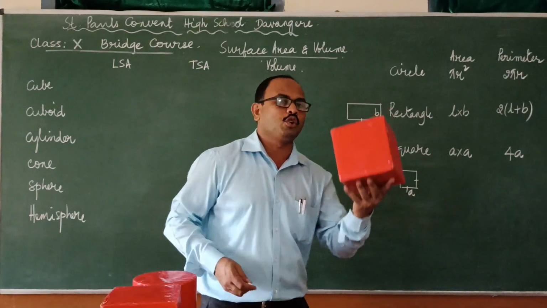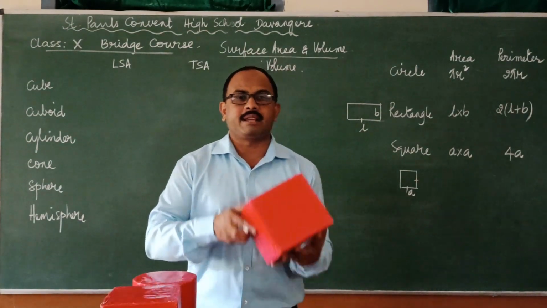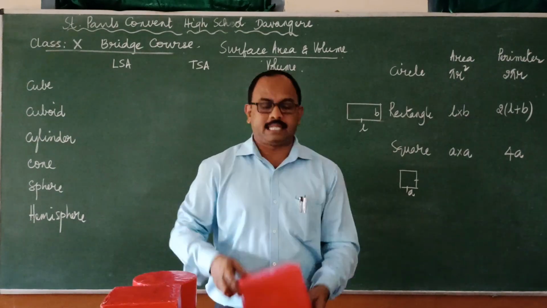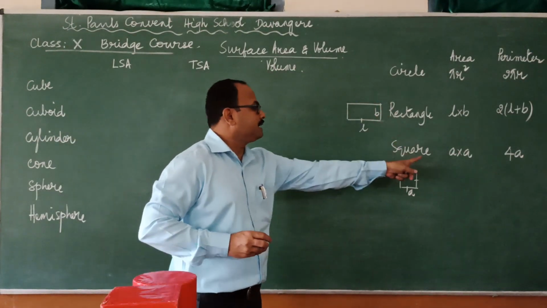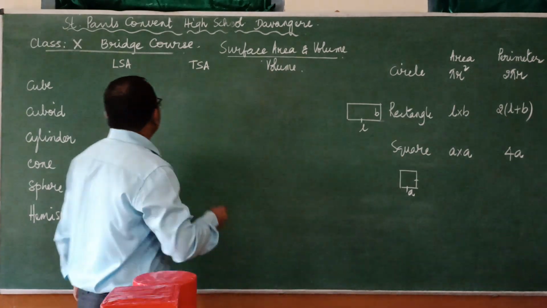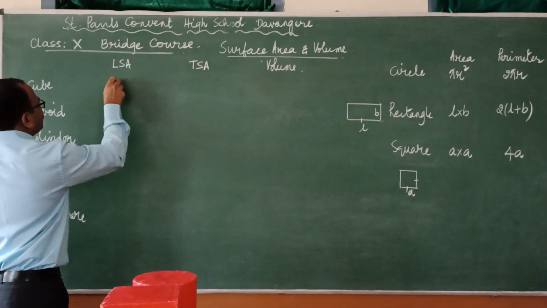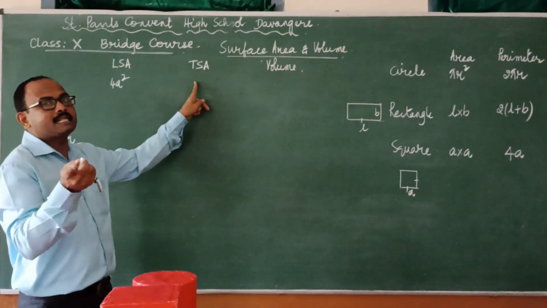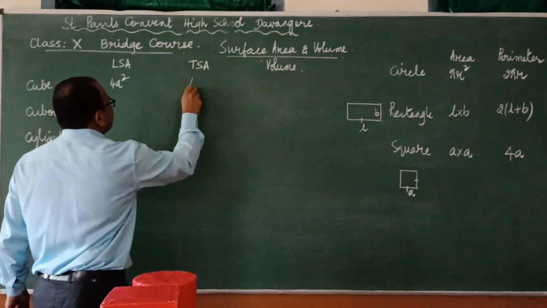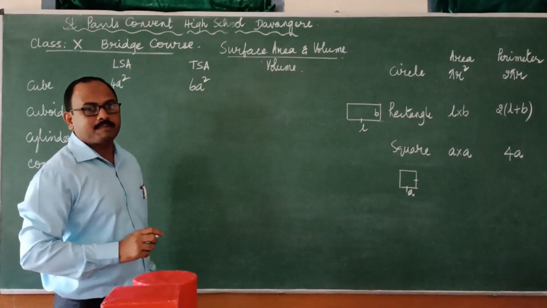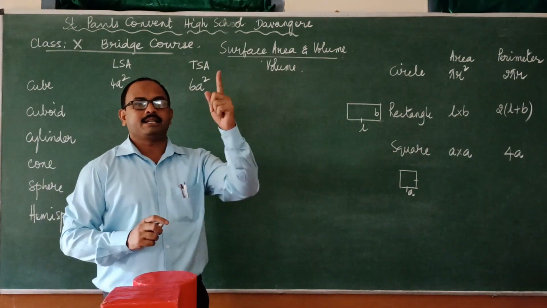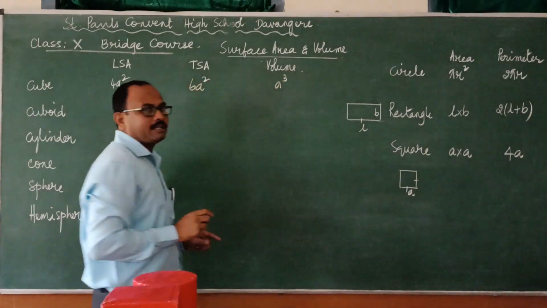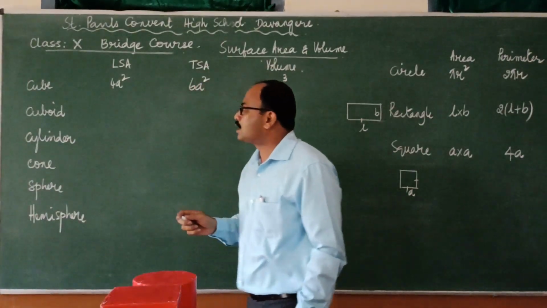the cube, children. It's a cube. Its lateral surface area means 4 sides will be covered, the area of 4 sides. Area of each side is A into A, A square. Therefore, the lateral surface area becomes 4A square, for 4 sides. Then the total surface area, there are 6 sides, therefore 6A square. Volume becomes side into side into side, therefore A into A into A becomes A cube. There ends the 3 formulas regarding the cube, children.